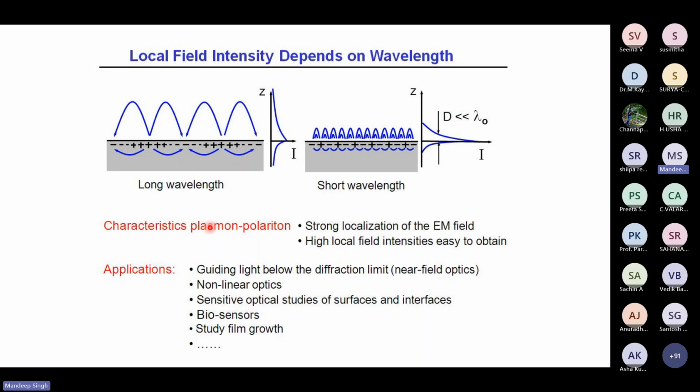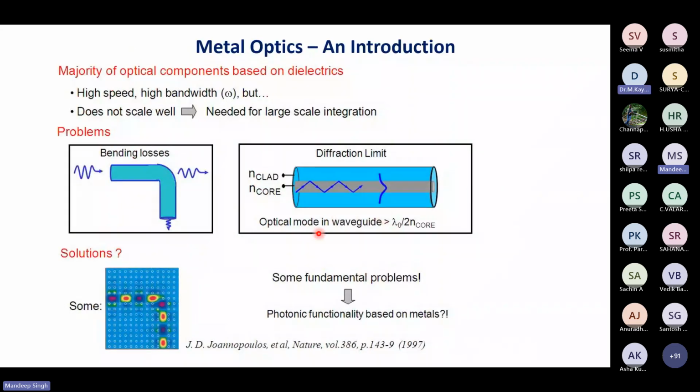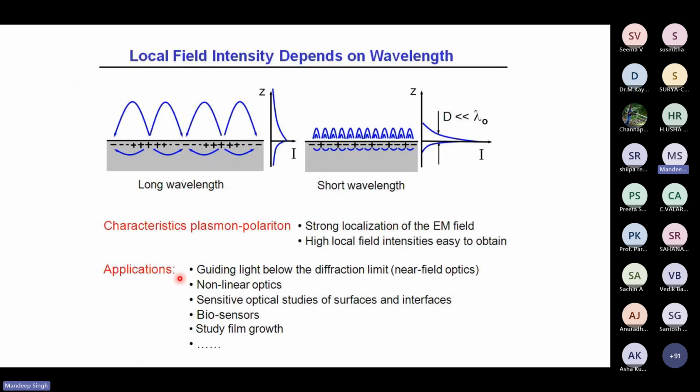Now if you talk about the applications, we can use this type of guiding structure below the diffraction limit. That means there is no limit on the mode size, as we have such a limit in optical fibers. So guiding is easy below the diffraction limit, and we can use some nonlinear materials for nonlinear optics as well. And next is the sensitive optical study of surfaces and interfaces.